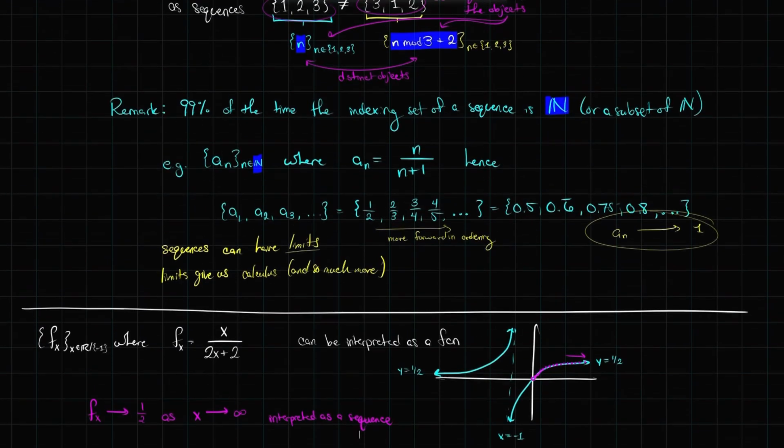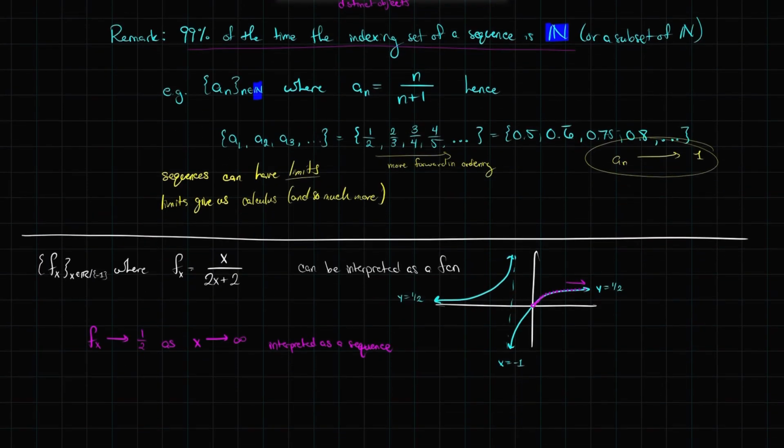Now, like I said before, most sequences, we're going to think about the indexing set as the natural numbers, and so this latter case won't be nearly as common, but it's nice to keep in mind that the functions that we naturally interpret are actually sequences as well.